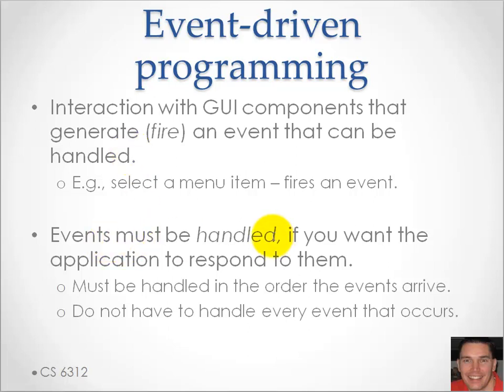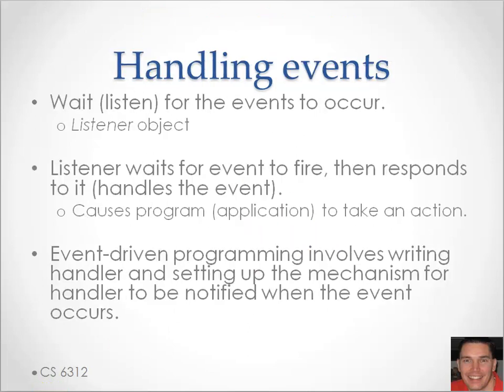If you want to respond to an event, you have to incorporate code to actually listen for that particular event, and then when that event is fired, you will take action upon that. You must handle events in the order that they're fired, so you can't handle them out of sequence, and you do not have to handle every event that occurs. For example, in my particular program, I may be moving my mouse around, but that doesn't mean I have to handle every single mouse event. So I only want to handle the events that I want to take action on within my particular program.